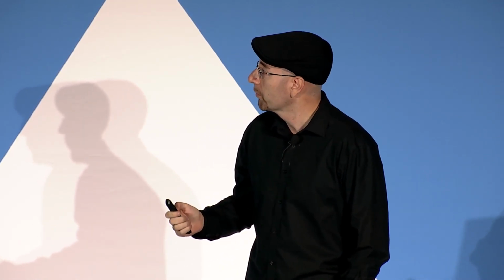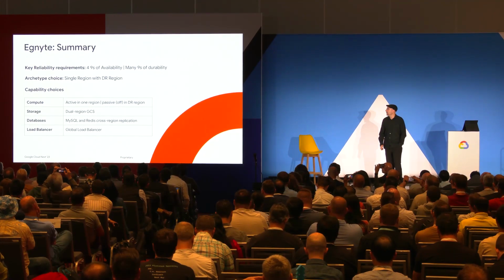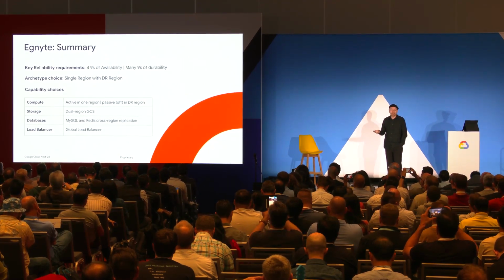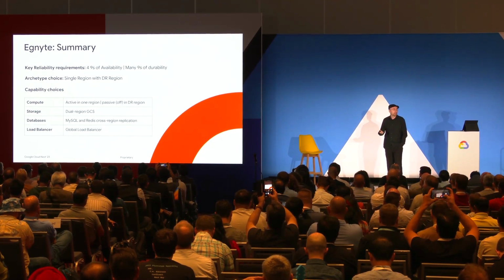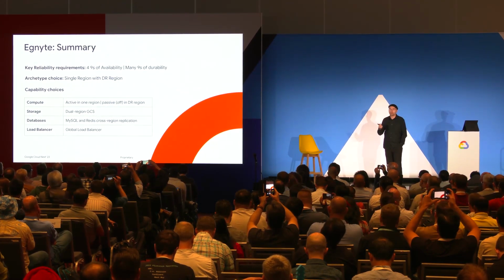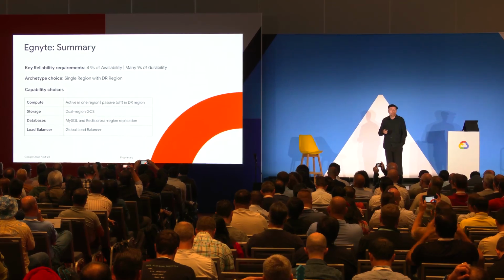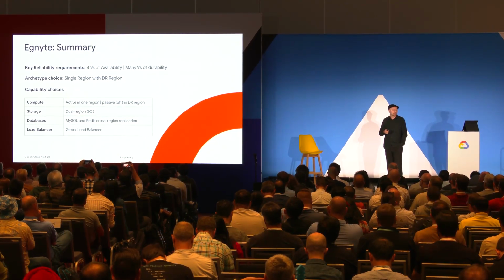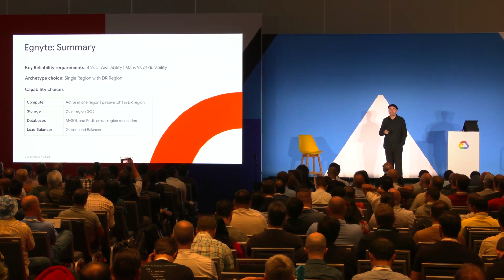Now, with Egnyte, we actually use several archetypes. I'll begin with one which talks more about our core product. And in that case, we have an active region with a failover region kind of scenario. And in a moment, I'll explain a little bit why that is and what powers that. Overall, we are using more or less standard GCP technologies, so we don't have too many custom components within that.